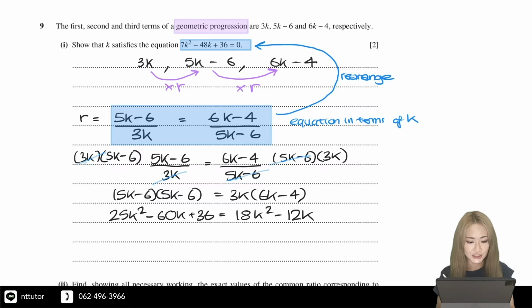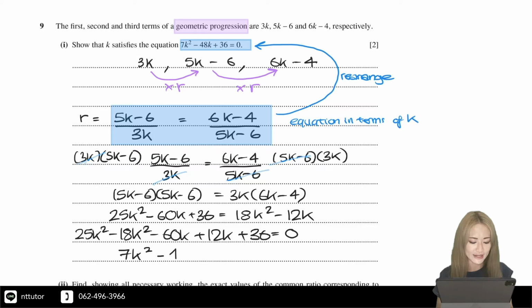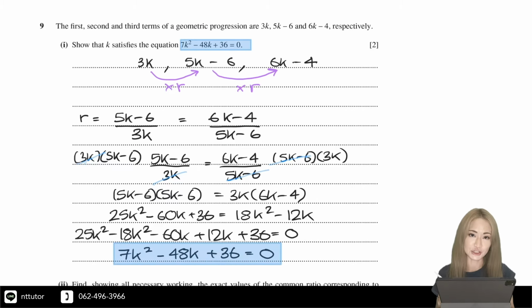And in the expression that we want, everything is on the left-hand side of the expression. So if we move all the terms to one side and then simplify it, we should get 7k squared minus 48k plus 36 equals 0, which is exactly the expression that we want.